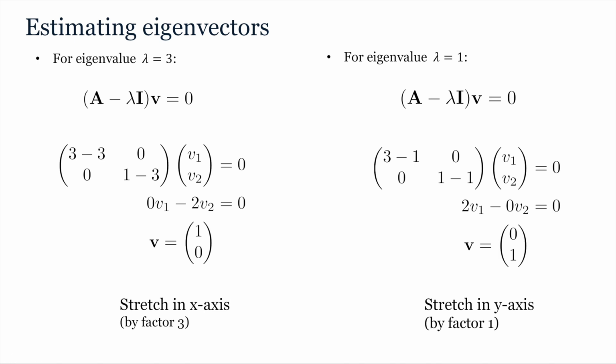So therefore, the eigenvector corresponding to the eigenvalue lambda equals 1 can be any constant multiple of the vector 0, 1. So this represents a stretch in the y-axis by a factor 1, whereas this represents a stretch in the x-axis by a factor 3, where the scale of the operation is determined by the eigenvalue.